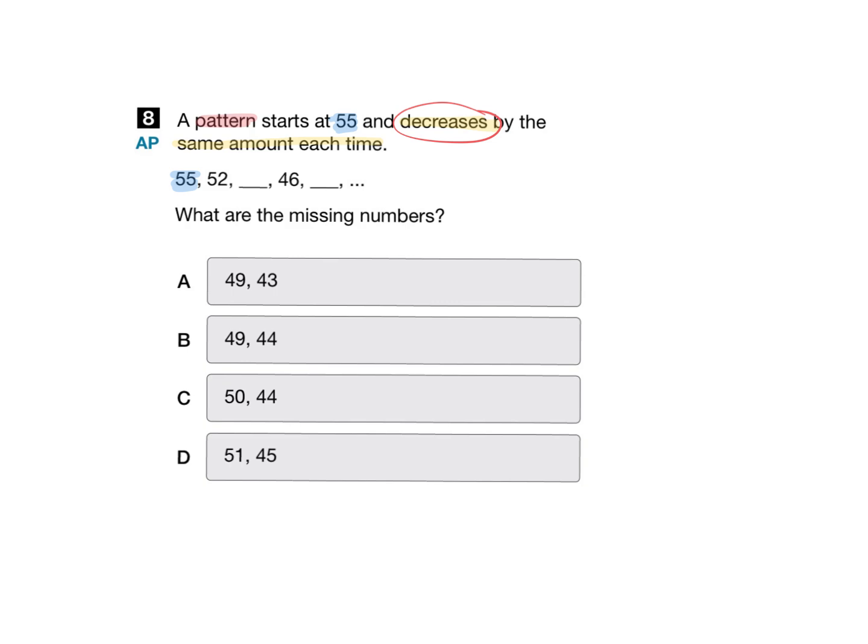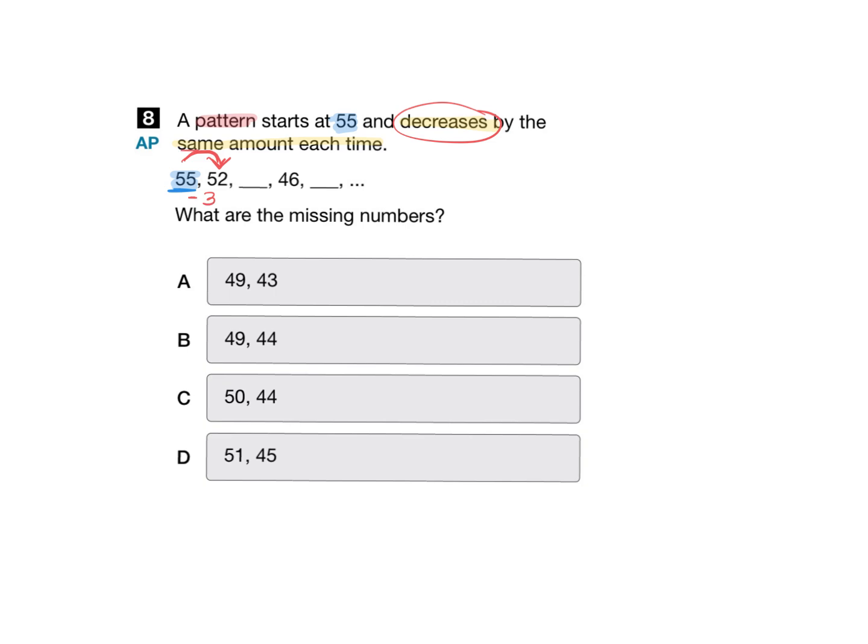So it starts at 55 right here, and it's decreasing by the same amount each time. Well, we know the second number, so we can actually figure out what did it decrease by from the first number to the second number. 55, 54, 53, 52, 3. So it went down by 3, right? They subtracted 3 to get to the next number.